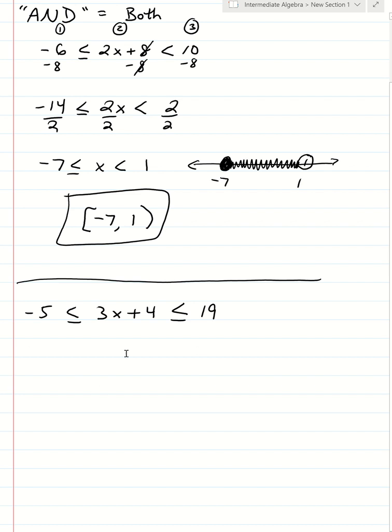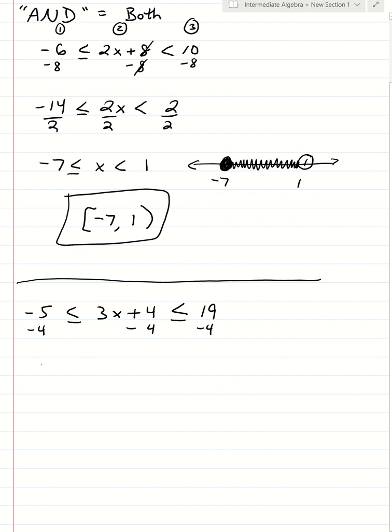Okay? Once again, we are looking to get x alone in the middle. This is an example of an and compound inequality. Once again, the word and isn't actually stated. We don't see it in the problem, but when we read it aloud, we interject that word and. Once again, -5 is less than or equal to 3x plus 4, and 3x plus 4 is less than or equal to 19. And so to get x alone in the middle, I begin by subtracting 4 on all parts.